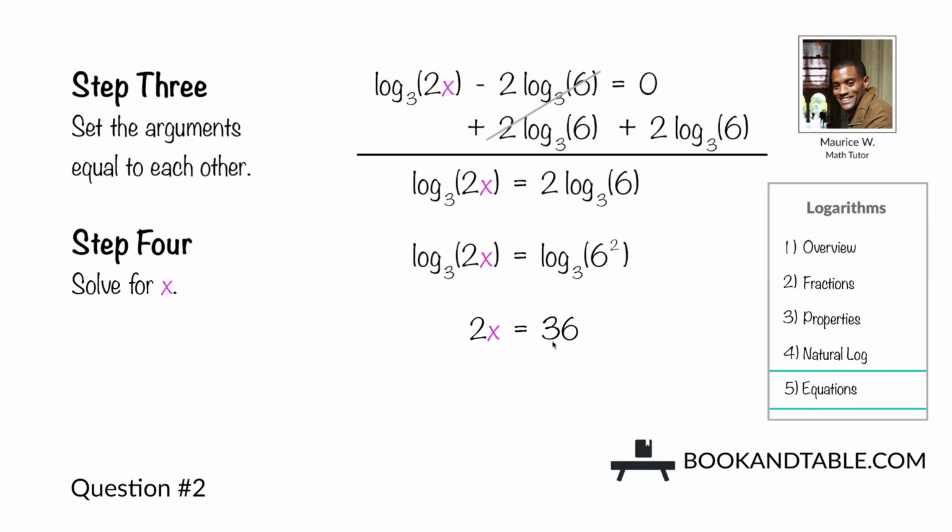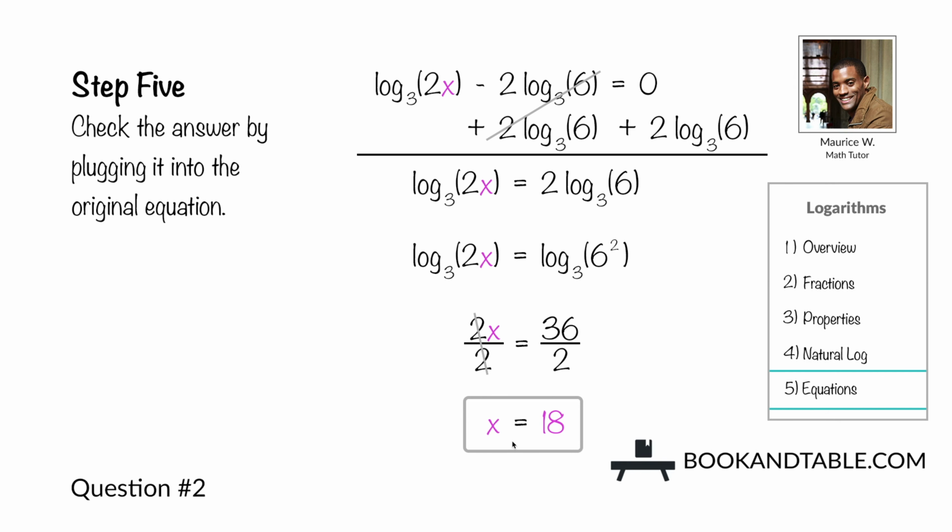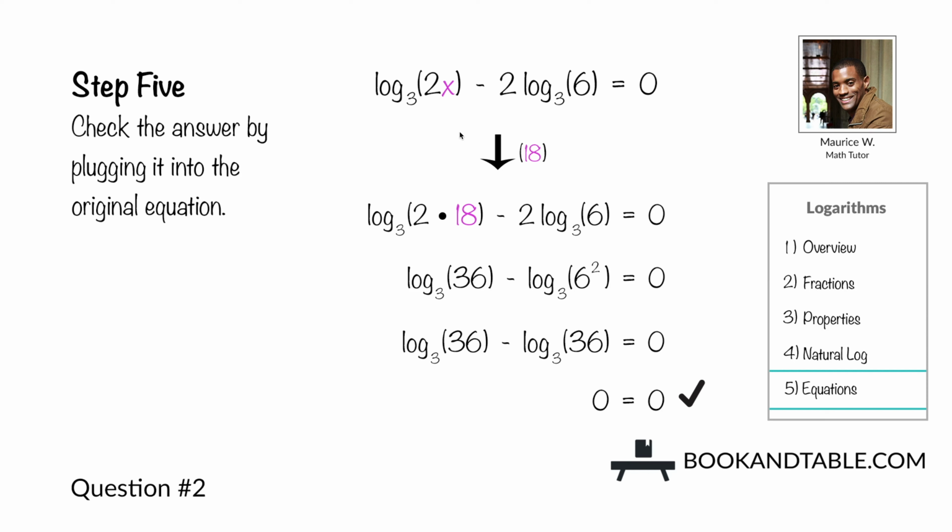6 squared is equal to 36. And now when we divide both sides by 2, we find that x is equal to 36 divided by 2, which is 18. So the answer to question number 2 is x is equal to 18. And we can check the answer by plugging 18 into the original equation for x here.